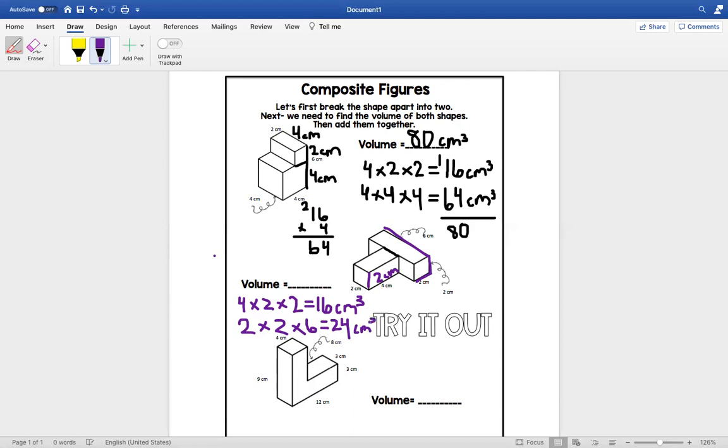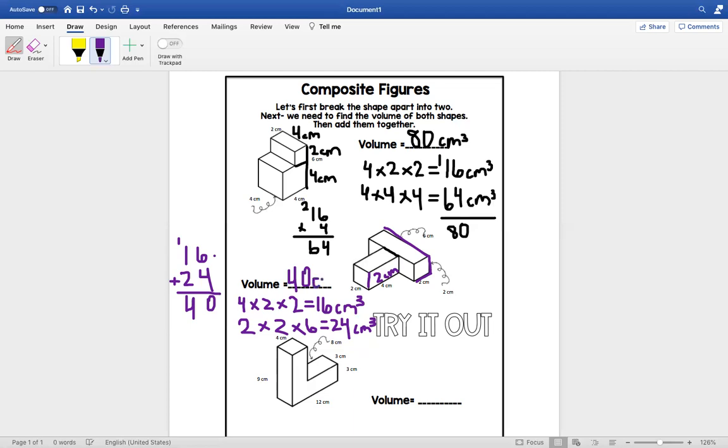I need to add 16 and 24 to figure out what the total volume of my shape is. I know that 6 plus 4 is 10. So I'm going to drop my 0, carry my 1, and then I have 2 plus 1, which is 3. 3 plus 1 is 4. So my volume of this shape is 40 centimeters cubed.